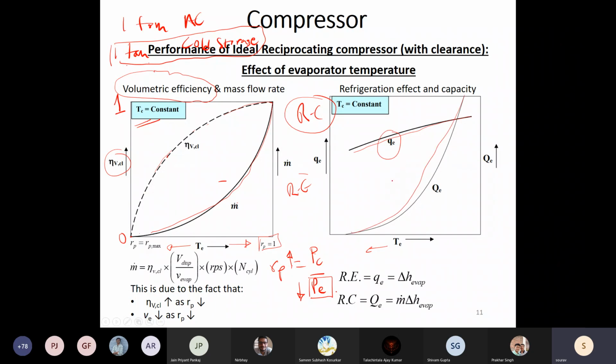So these are all just hand-drawn curves. If you want to get the correct curve, you will have to write an EES program there and vary the conditions, you will get the proper curve. So in turn, if you look at the refrigeration capacity, you have a triple effect. First, m dot itself has the negative effect of volumetric efficiency and densities. Then you also have a negative impact of the reducing refrigeration effect. So when it gets multiplied to the m dot, you get the refrigeration capacity.